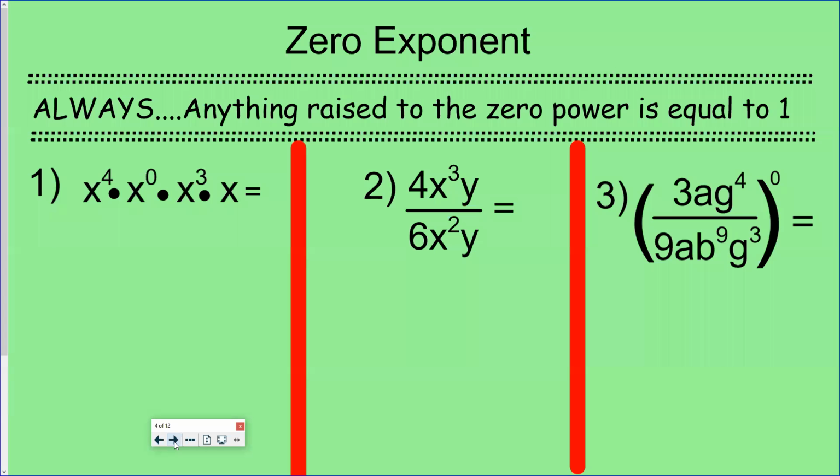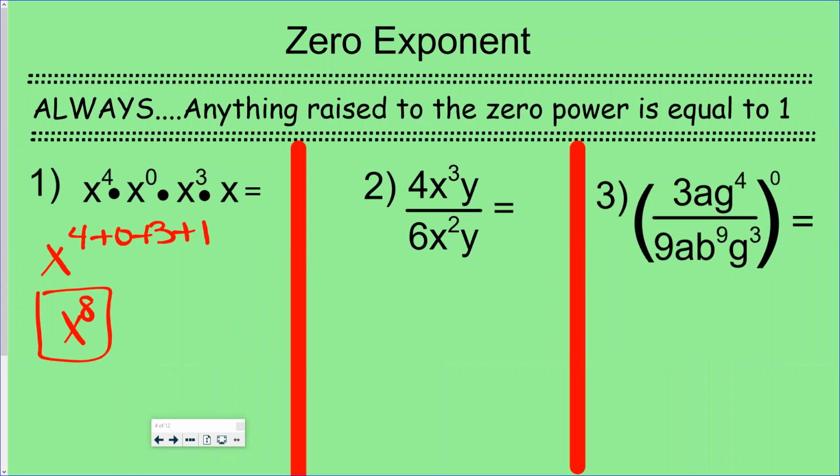So that's the first rule that you want to write down. For 0 exponents, anything raised to the 0 power is equal to 1. So let's do some examples that have x to the 0 power in them. So on number 1, I have x^4, x^0, x^3 times x. This right here is just basic multiplying like we did back when we first learned our product rule. We just add up our exponents. 4 plus 0 plus 3 plus 1. 4 plus 0 is 4, plus 3 is 7, plus 1 is 8.